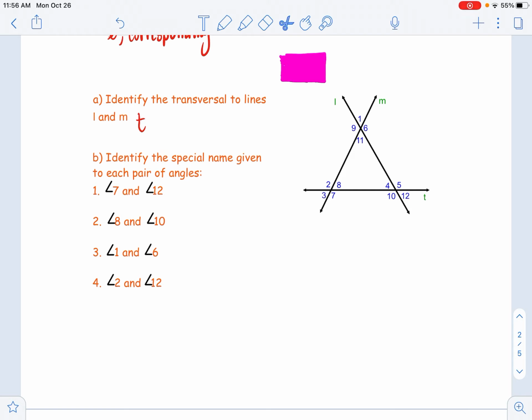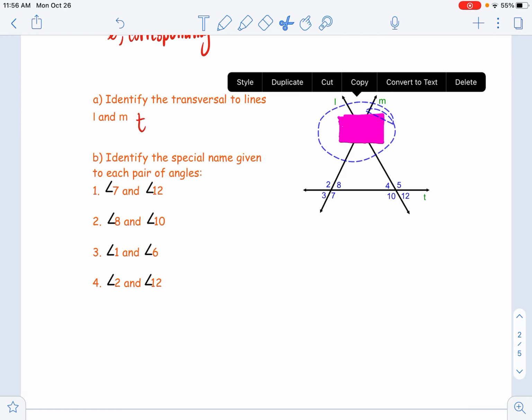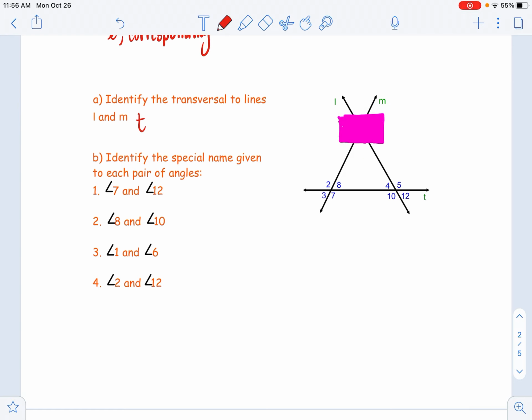So you don't have to do the transversal here. You can do it for extra practice if you want, but you don't have to. So 7 and 12 is first. I'm going to cover these up. Here's 7, here's 12. So 7's on the inside of my double lines, 12's on the outside. So they're not exterior or interior, so my only option's corresponding. If you look, 7 is in the bottom right-hand corner, and so is 12. So they are corresponding angles.